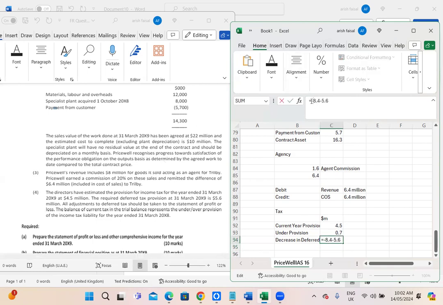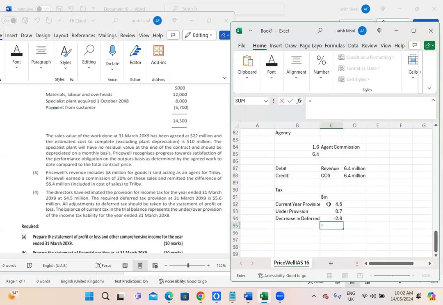And so if it's a decrease, it will reduce the expense. So I'm putting it in negative, right? So this will give me a total tax expense of 4.5 plus 0.7 and then minus 2.8. So that will give me a net tax expense of 2.4. Okay. And that will be a part of your income statement.